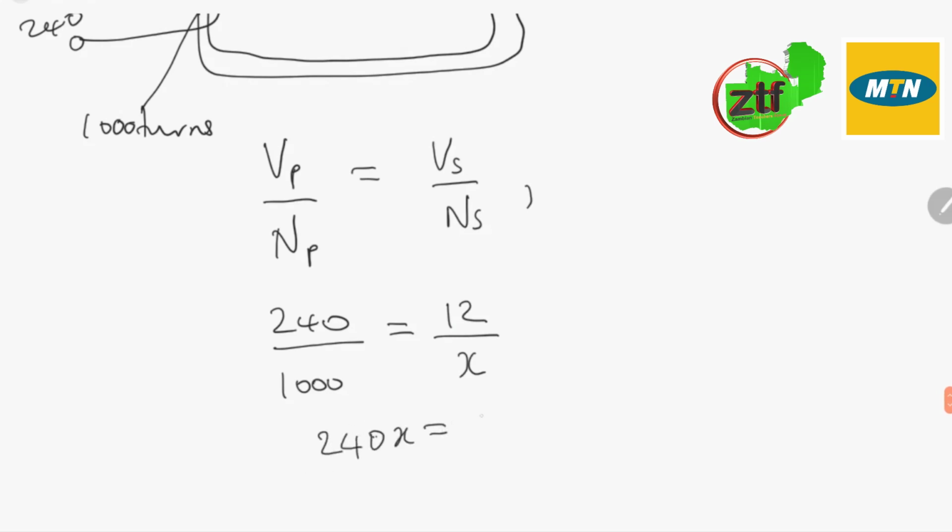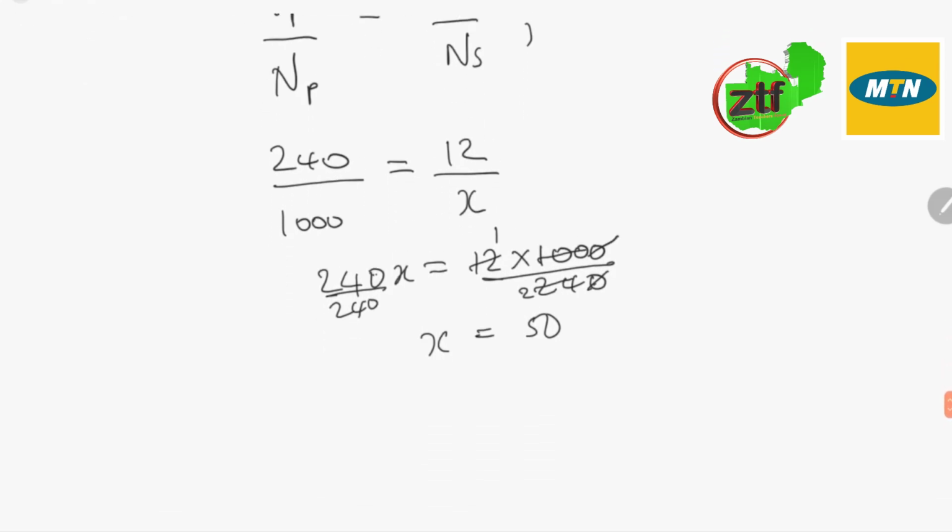240X is equal to 12 times 1000, so X becomes, we divide and we get almost a half there, and then when we say 2 into 100 we get 50. So the number of turns in the secondary coil is 50. It agrees because this is a step-down transformer.